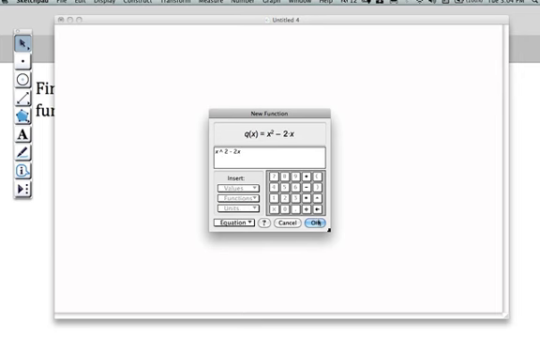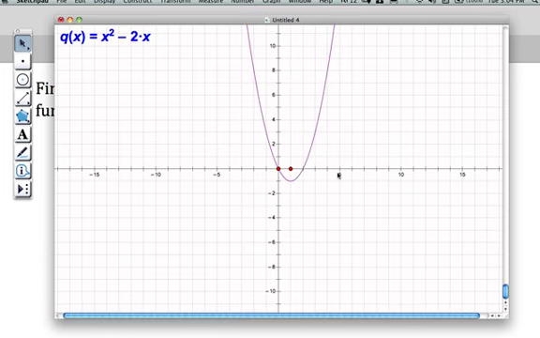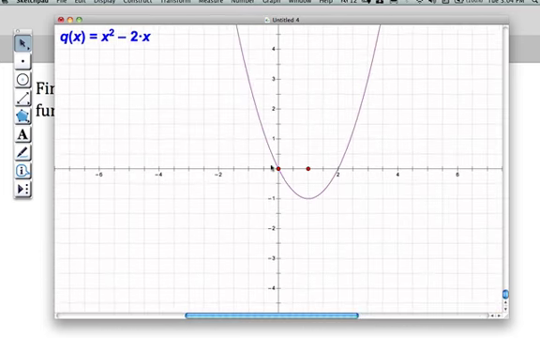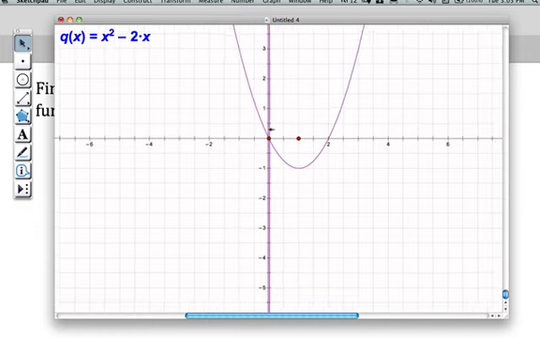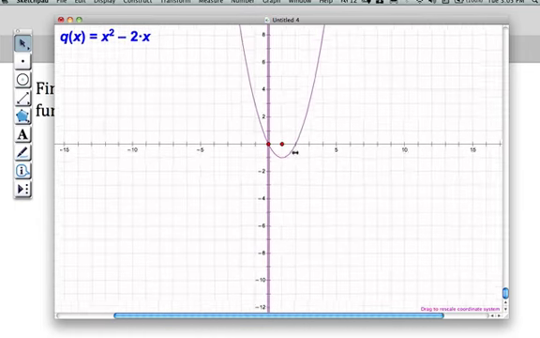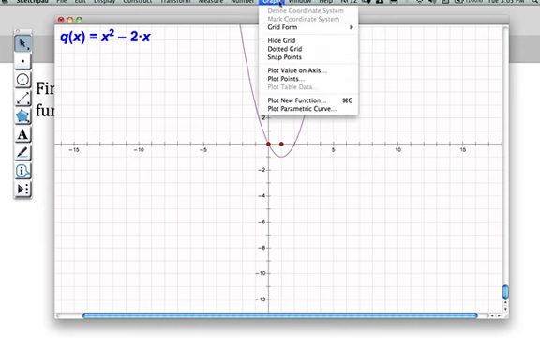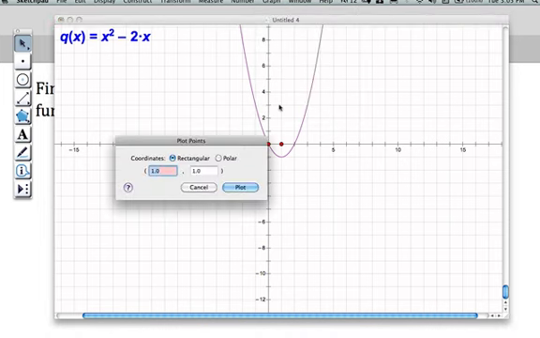This function is, as you can see, a parabola that opens upward. It has two zeros at 0 and positive 2. And the other part of this question has to do with a point. So I'm going to scale this back a little bit. I'm going to draw the point on here. I'm going to plot points. So from the graph menu, I can plot points. And I'm going to plot the point 0, negative 4.